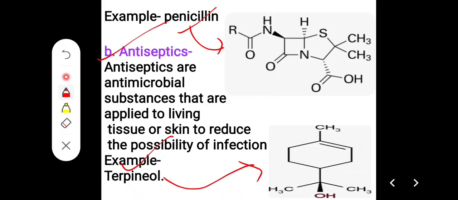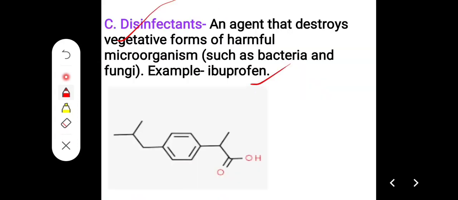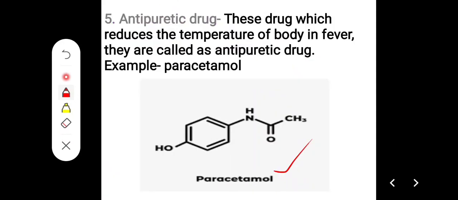Now we have to know antiseptic. Antiseptics are antimicrobial substances applied to living tissue or skin to reduce the possibility of infection. As for example terpenium. Okay, a disinfectant is an agent that destroys the vegetative form of harmful microorganisms such as bacteria or fungi. As for example ibuprofen. Okay, now antipyretic, a drug which reduces the temperature of the body. Paracetamol is termed an antipyretic drug.